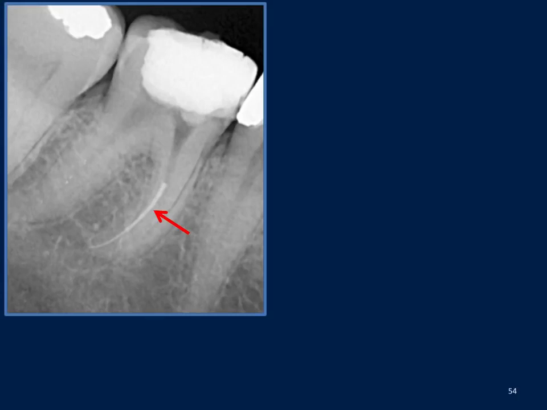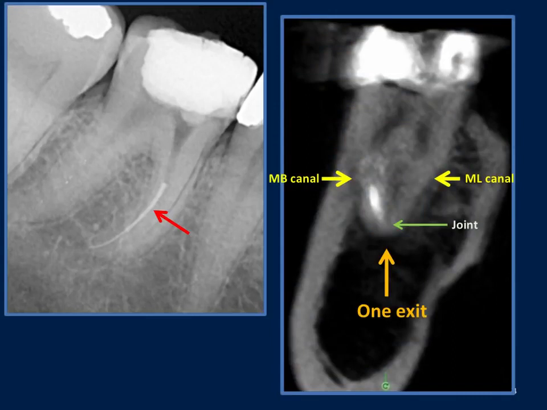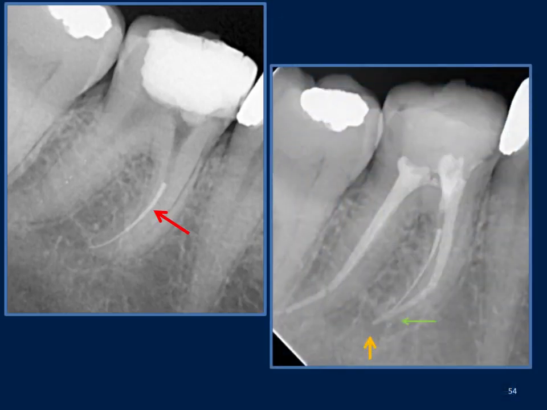So let's take the cone beam. Cone beam showed me the mesiobuccal and mesiolingual canals are joining in one exit, or one foramen. So because of this, I will go from the mesiolingual canal and prepare it completely. I will leave the mesiobuccal canal, which has the broken instrument, and this is the final obturation.